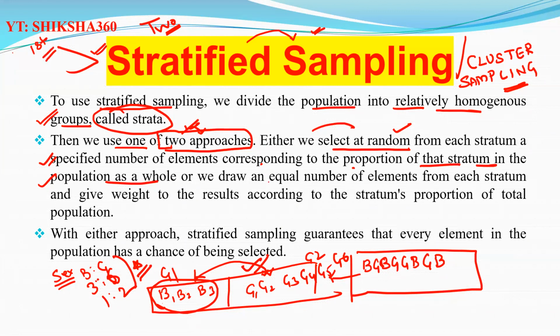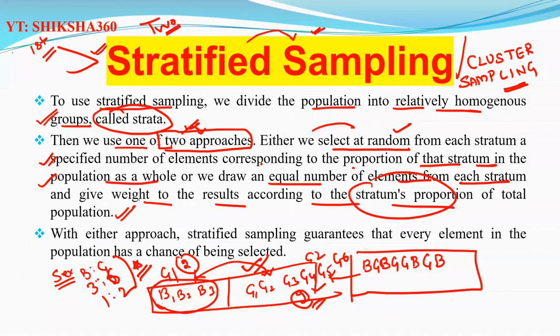And the second way is that we draw an equal number of elements from each stratum, like 2 members from that and 2 members from that, and give weightage to the result according to the stratum proportion of the total population. Now we will give weightage according to the stratum's proportion to the total population.